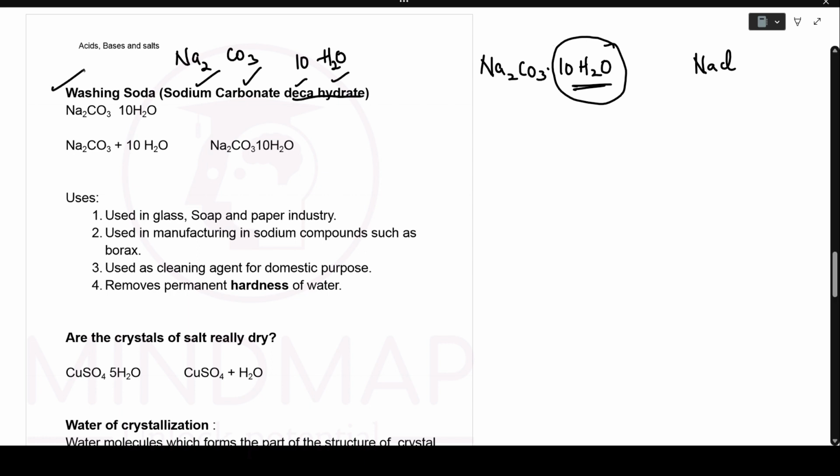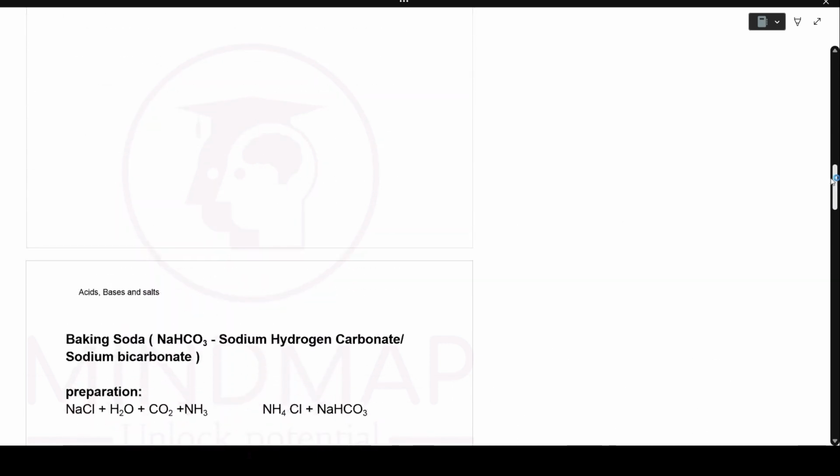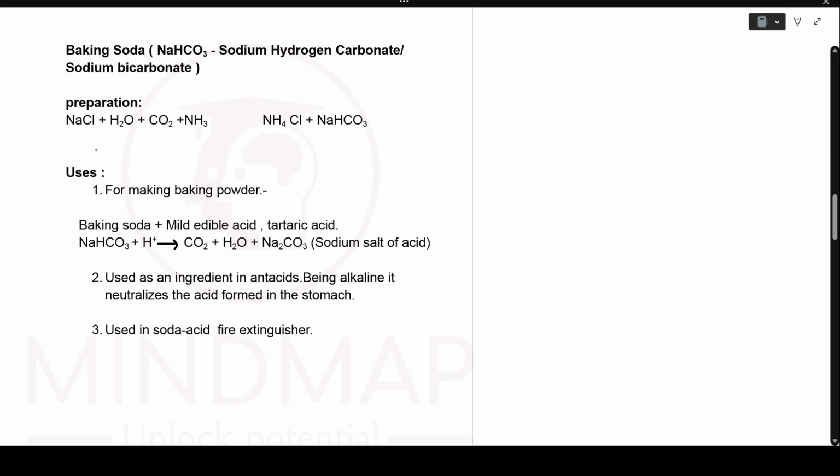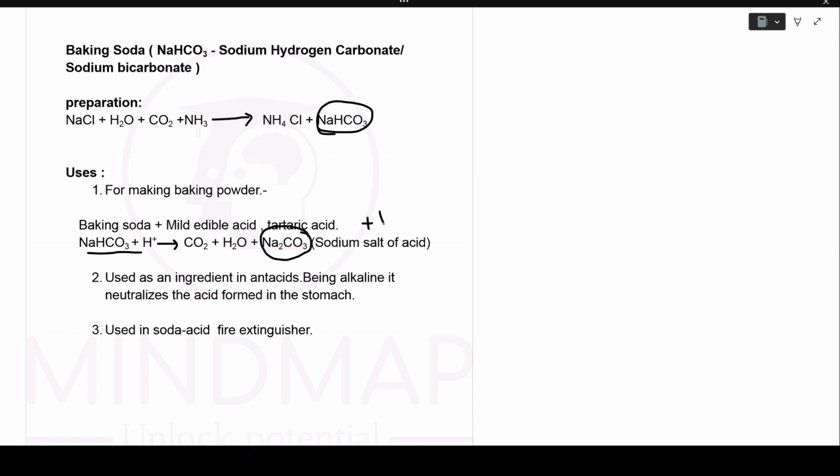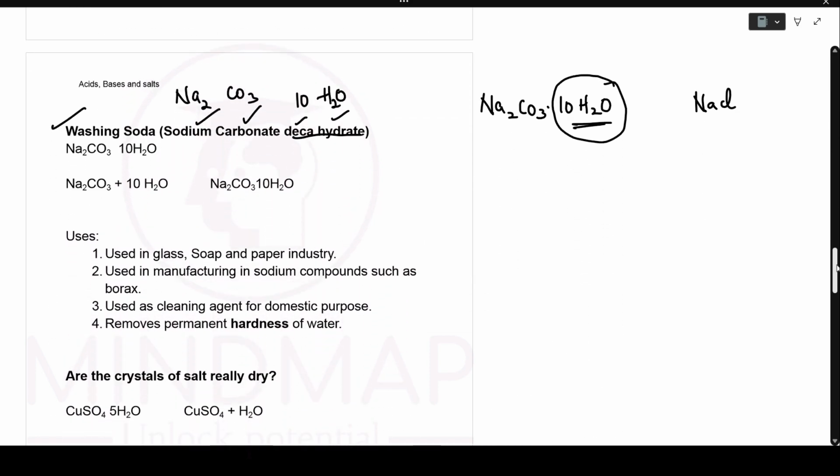Now, how do we get washing soda from sodium chloride? See, above we have studied that from NaCl, when you added water, carbon dioxide and ammonia, you got baking soda, right? So when you heated this baking soda while baking, you got sodium carbonate. Now, when you add 10 molecules of water to this sodium carbonate, you will get your washing soda. This is how you get washing soda from common salt.